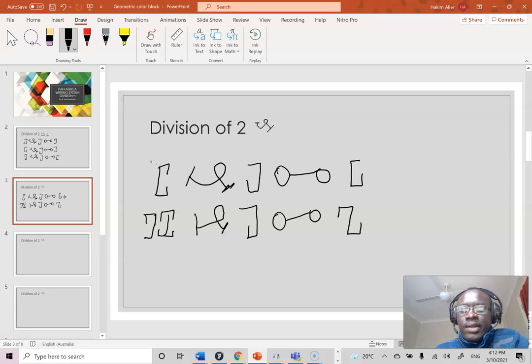That is number 5 there. So 10 divided by 2 will give you 5. Now with 12, so we have that number 1 there. So 12 and 2 is written this way, like this.